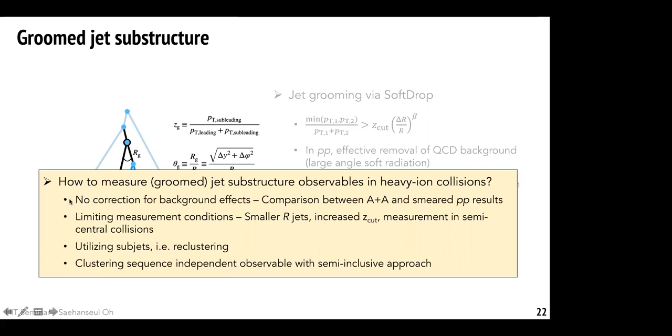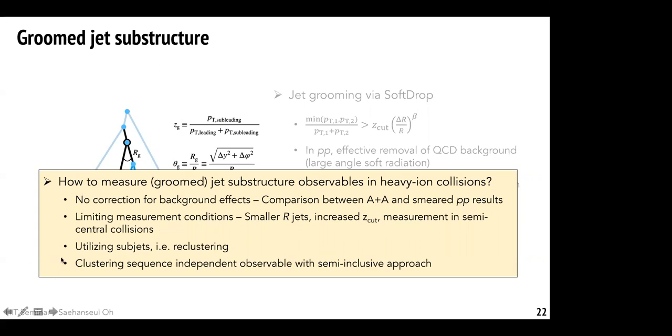So there are mainly 4 different methods that the experimental collaborations have adopted. First is no correction for background effects. So we don't correct anything, but we just compare the heavy ion result and the smeared PP result. And the second method is we limit the measurement condition. So if the background is a problem, then we can just go to a lower background environment, such as using smaller jet radius, increased z cut, and measuring in semi-central collisions instead of central collisions. So it's all about avoiding high background conditions.